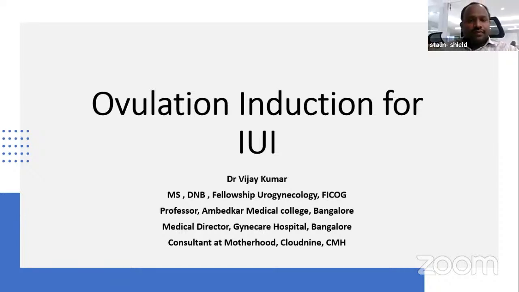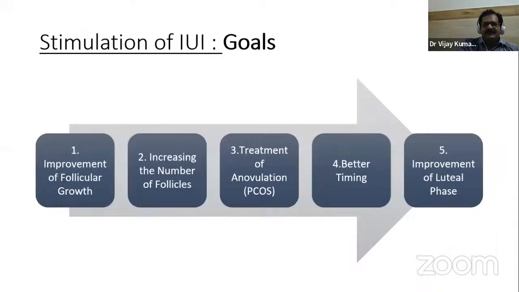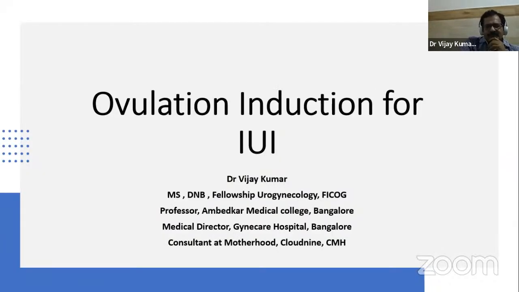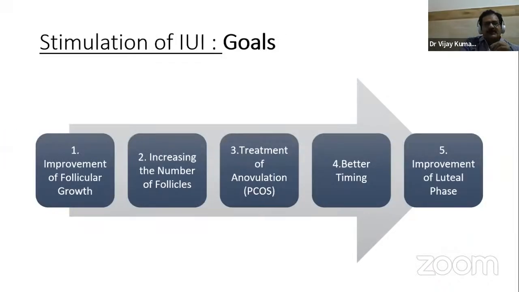So today's topic is ovulation induction for intrauterine insemination. See, ovulation induction is a general topic which defines the using of the pharmacological agents, so as to induce the Graafian follicle development, either one or many. Today's topic comprises of the ovulation induction, which is done for the intrauterine insemination only.